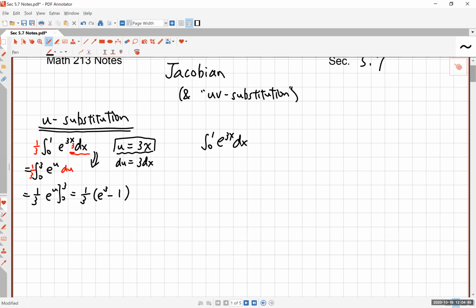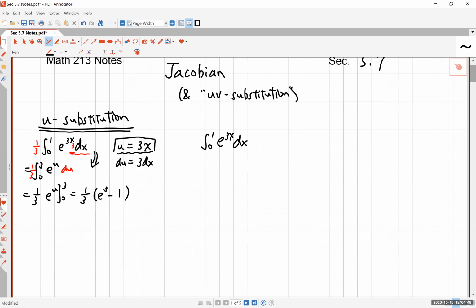The world ruled by X. That doesn't sound right. But anyway, you have this world of X and the world of U. So it's you against your X, right? In the X world, you had the interval from 0 to 1, and then you have the U world where the interval now is from 0 to 3.